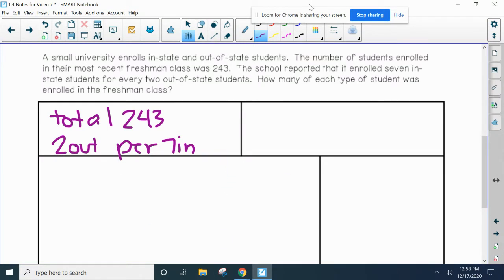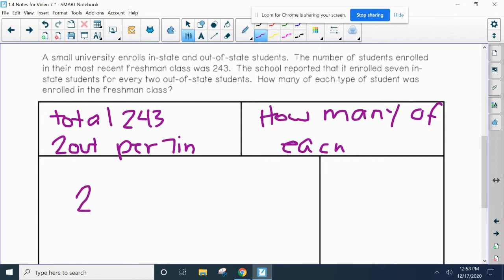How many of each type of student was enrolled in the freshman class? What I need to know is just this. How many of each? So what I'm going to want to do is set up a proportion. Here's what I can do. I know out.